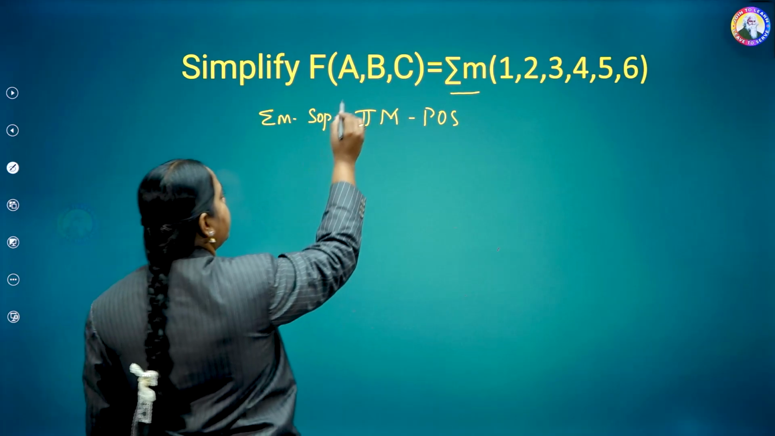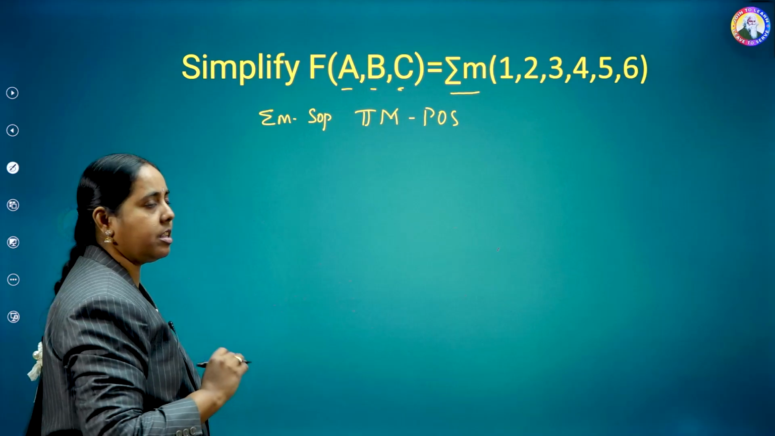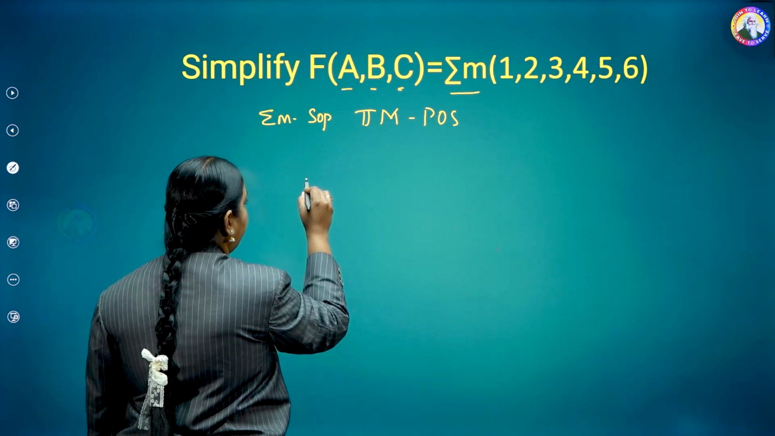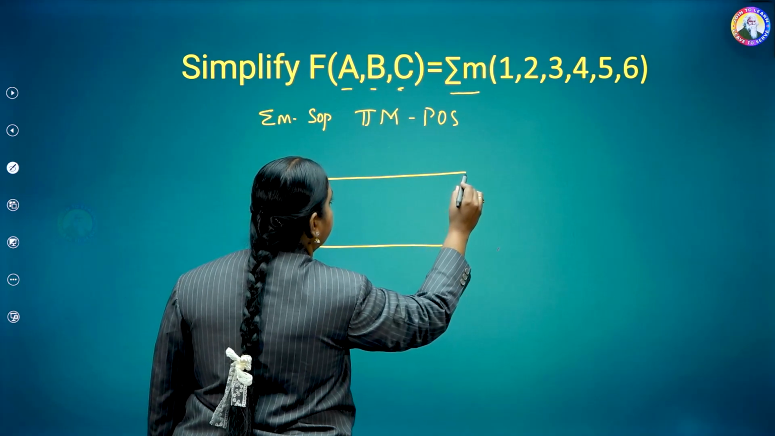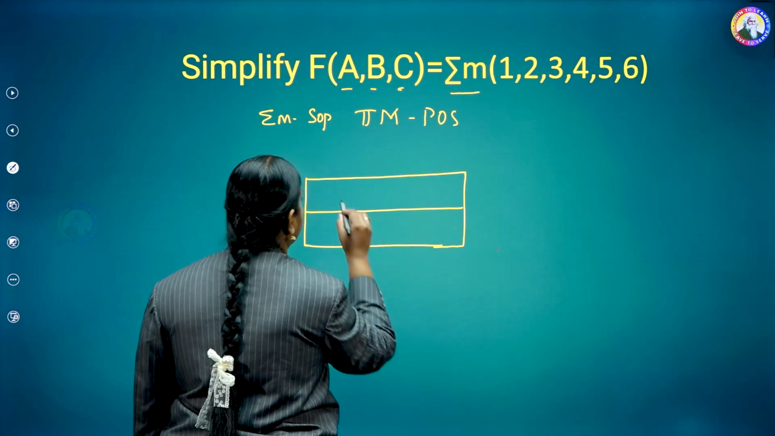So how many variables am I having in the question? I am having 3 variables A, B and C. So I need to use a 3 variable K-map. First of all, I need to draw the K-map with respect to 3 variables. So a 3 variable K-map will have a total of 8 cells.